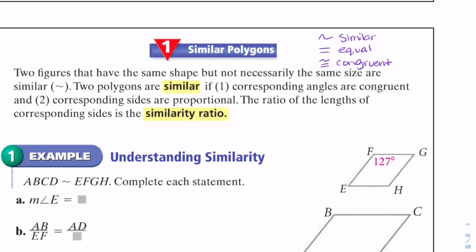So we have 4 congruent angles in both of these, but unfortunately the sides are not the same length. But the sides are what we call proportional in similar figures. So 2 figures that have the same shape but not necessarily the same size are similar. 2 polygons are similar if 1, the corresponding angles are congruent, and 2, the corresponding sides are proportional. The ratio of the lengths of the corresponding sides is what we call the similarity ratio.